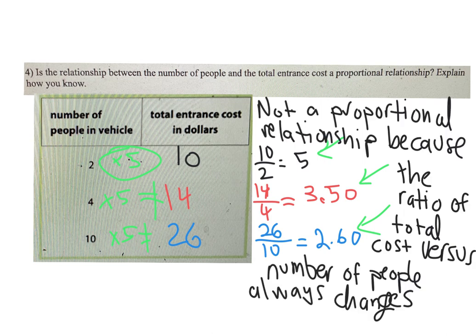All right, so it's not a proportional relationship because the ratio of total cost versus the number of people always changes. They want an explanation, so you do need a sentence. So if you don't have a sentence, that's what we should be saying. Okay, treat this like notes. Write it down.